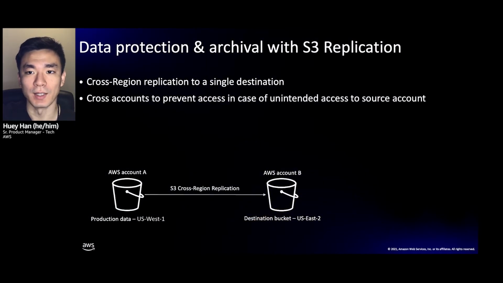So first, let's take a look at an example where we have a travel industry customer who has data protection and archival requirements and wants to have a secondary copy of their critical data. So how do they configure their replication? First, they chose cross-region replication to replicate data into a different AWS region. This is to meet their disaster recovery requirements, where in case there's a region failure with your primary region, they still have the backup data in the secondary region.